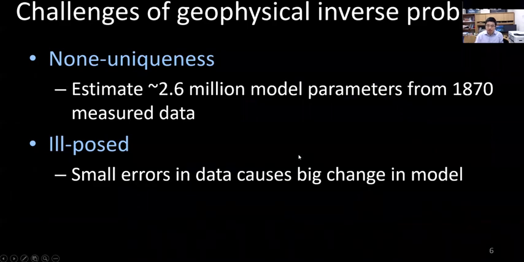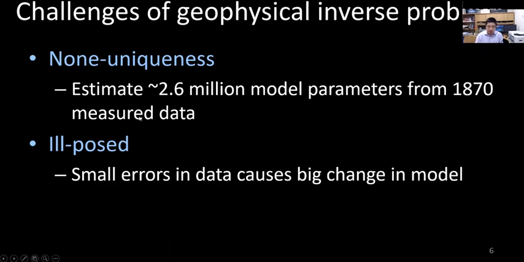But we have a few challenges when it comes to inverse problems applied to geophysics. For example, the first one is non-uniqueness. In the previous example I showed you, we have about 2,000 data, but we want to estimate 2.6 million physical parameters. So that is an underdetermined problem, and mathematically speaking, there are an infinite number of models that could fit our data pretty well. This is the terminology we use to describe non-uniqueness.